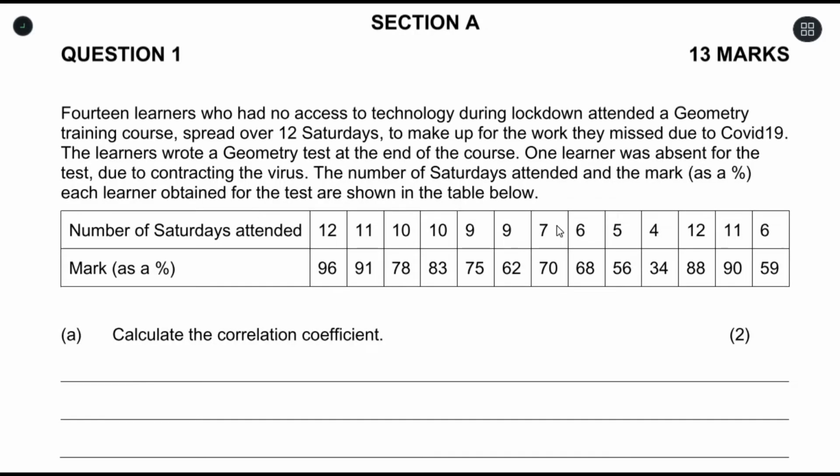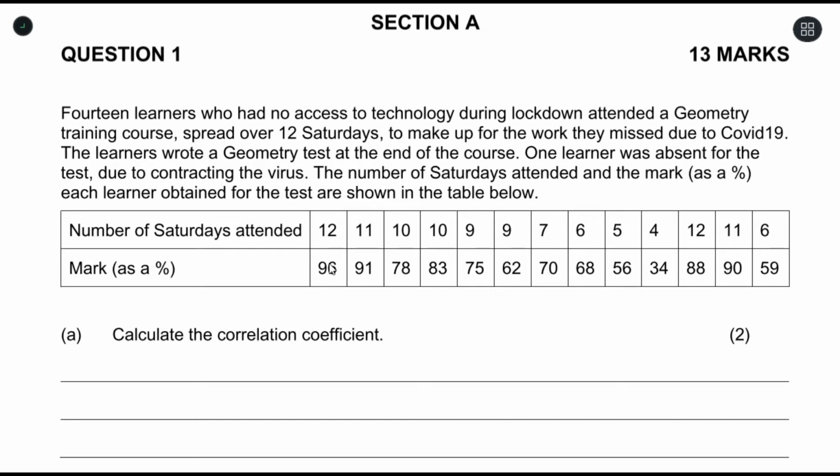This question says 14 learners who had no access to technology during lockdown attended the geometry training course, spread over 12 Saturdays to make up for the work they missed during COVID-19. The learners wrote a COVID test at the end of the course, and one learner was absent for the test due to contracting the virus. The number of Saturdays attended and the mark as a percentage of each learner obtained for the test are shown in the table below. Okay.